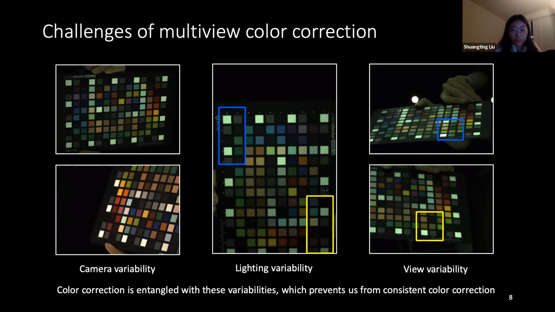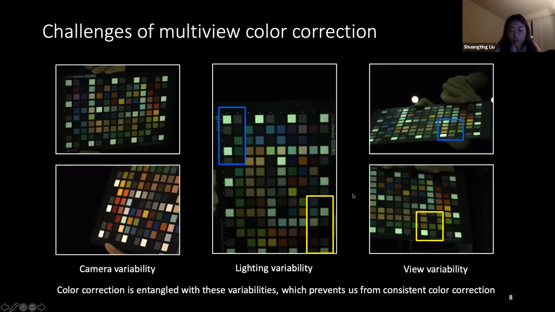But in the multi-view setting, the reference color is actually affected by three variabilities. First, the camera variability, which means that the sensors of different cameras may sense the color differently. And the lighting variability, which means that the color could be different under different lighting conditions. This example shows non-uniform lighting on the color patch. We can notice that those areas have different lighting conditions.